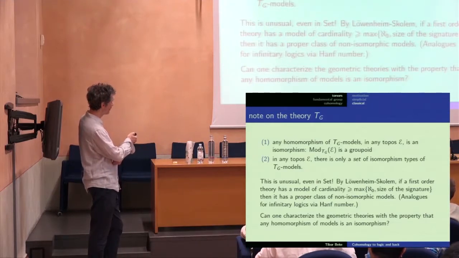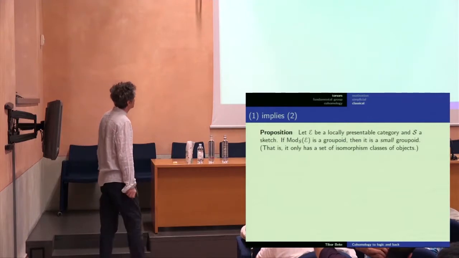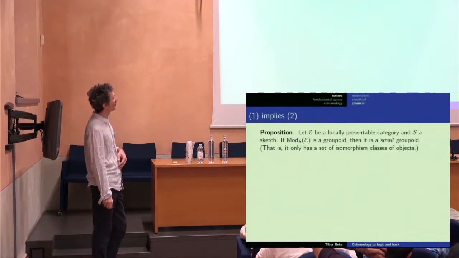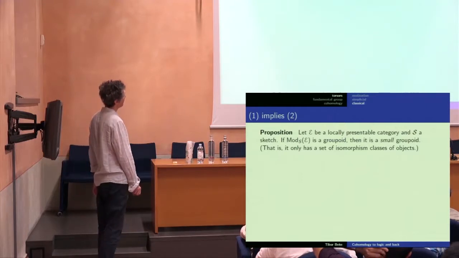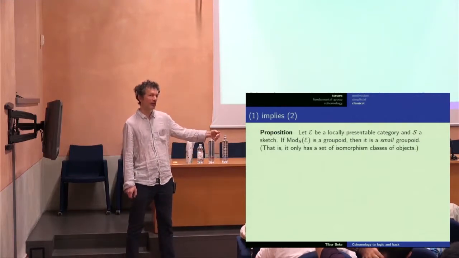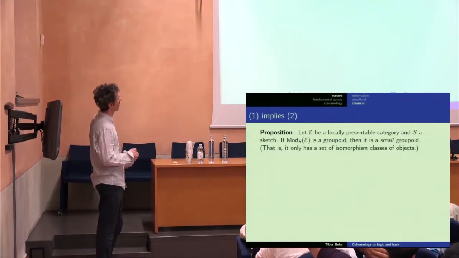So anyway, I don't know how to answer that question, but there's a much, much weaker statement, which is that this property implies this property. And this is a very easy consequence of some very deep facts in accessible categories. So locally presentable categories are a variant on the notion of sheaf, if you like. It's a very good kind of reflective subcategory of the category of presheaves. And the sketches are just like logic adapted to suitable categories. And this statement is that if you are so lucky that you have a category of models that's a groupoid, then that's automatically a small groupoid. So that seems to come out of nowhere, but it really comes out of the set theoretical assumptions of being locally presentable and the fact that it's axiomatizable by a sketch.